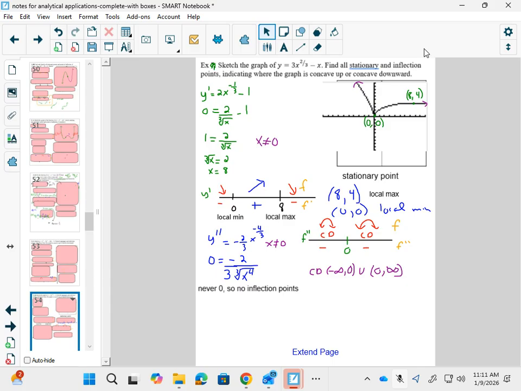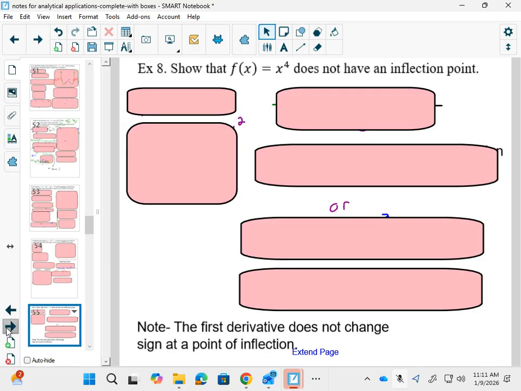I briefly already showed you the answer for this one last class. I don't know if you remember. We want to show that something doesn't have an inflection point. It's not enough just to show the second derivative equals 0. Inflection points happen when the second derivative equals 0, and you still have to show on the number line or on the sign diagram it changes sign from positive to negative or negative to positive.